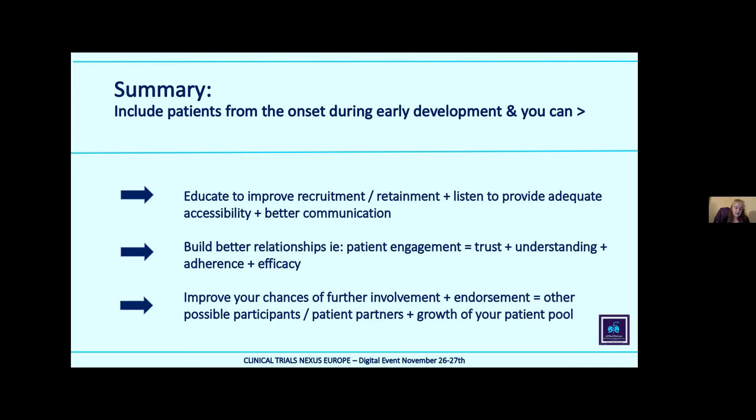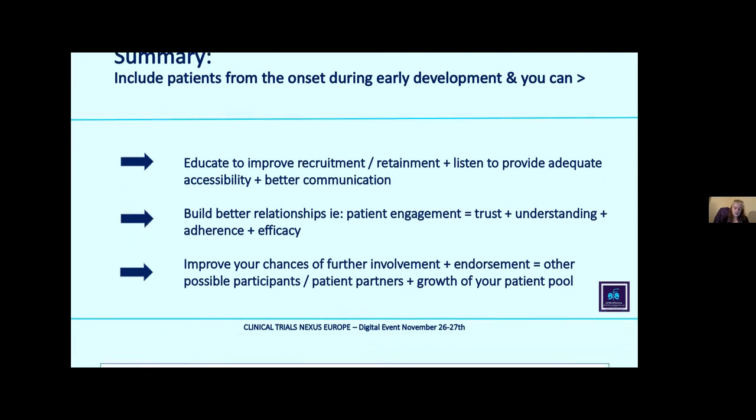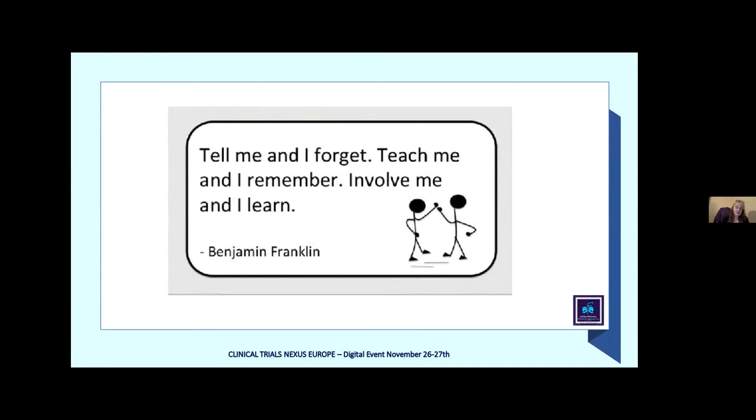In a nutshell, as hinted already, you will further improve your chances of further involvement from patients as partners and not just trial recruits, and they are more likely to endorse you, which is good with respect to social responsibility. Your patient pool for future studies could see a bit of growth opening up more doors for even more successful patient engagement with patients as partners. Early development is crucial with respect to education and patient understanding, so I end with this quote: "Tell me and I forget. Teach me and I remember. Involve me and I learn," by Benjamin Franklin.